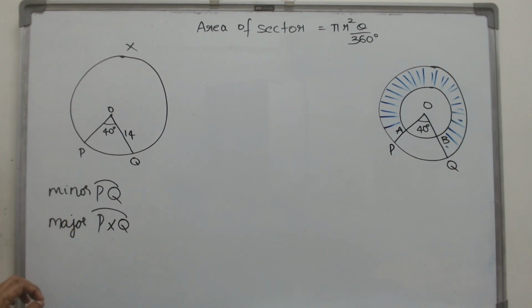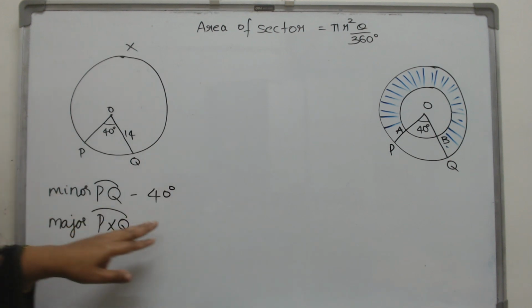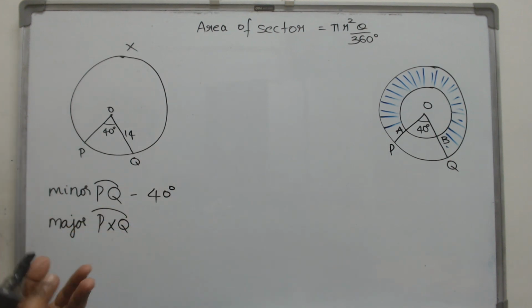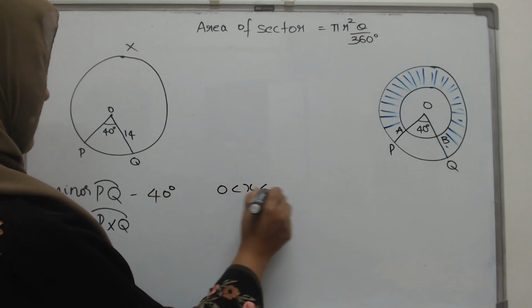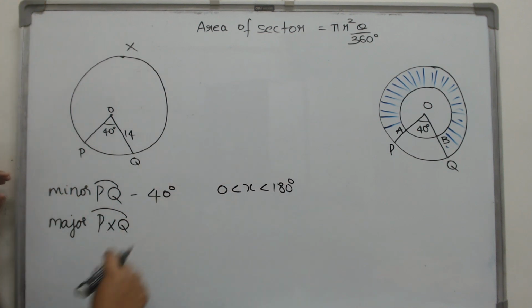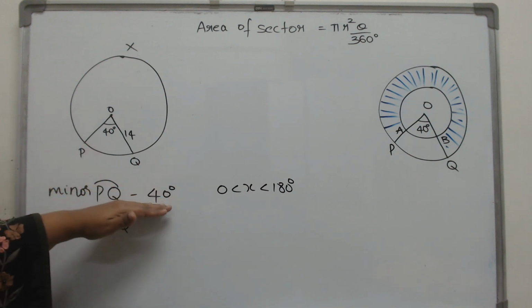Now everything associated with the minor arc will be smaller. What are the things we are talking about? First is the angle that it makes. Here it is 40, it can be anything, 40, 100, 120, 150, as long as it lies between 0 and 180 degrees, it will be a minor arc. The minor arc will make the smaller angle.